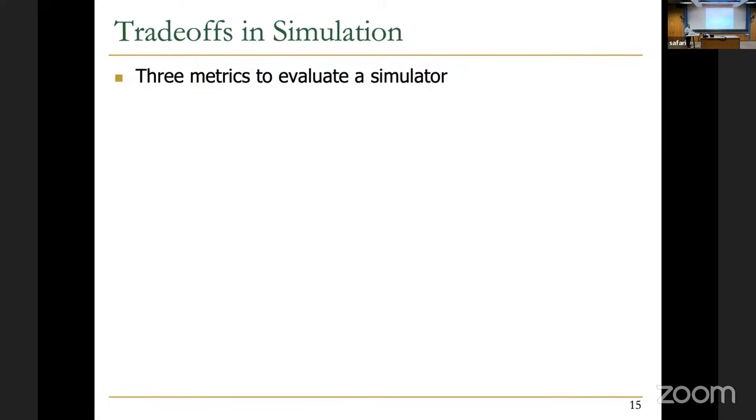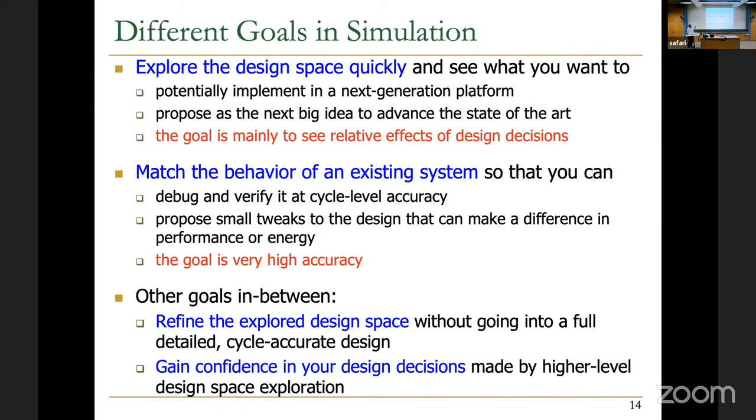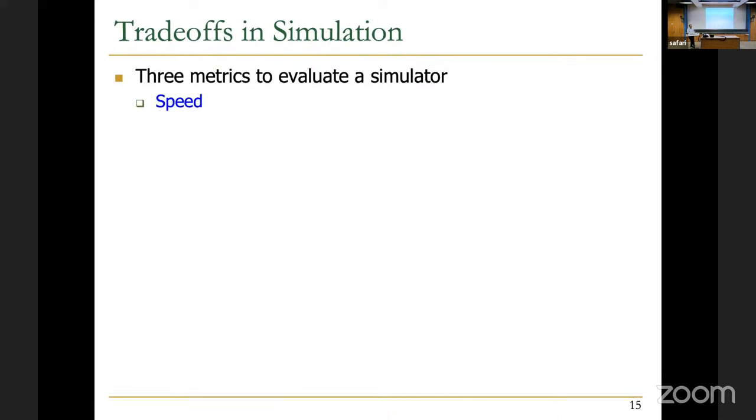But there are trade-offs in simulation. We already saw here also, if you want to explore the design space quickly, probably the latency of simulation is quite important. For the second one, accuracy. So we have some metrics to evaluate a simulator. One for sure is the speed, how fast a simulator can simulate your machine or your design. For example, one second in a real runtime can take three orders of magnitude longer in a simulation. So it takes time to simulate what can be done in a second in a real system.